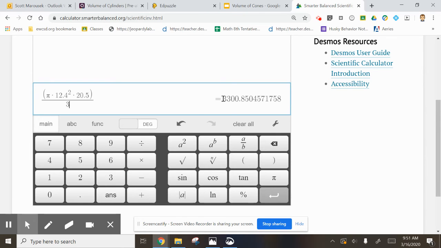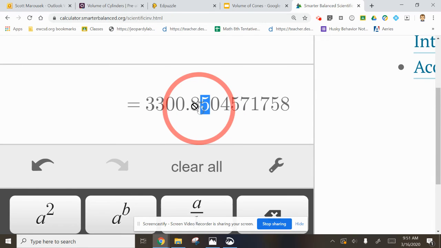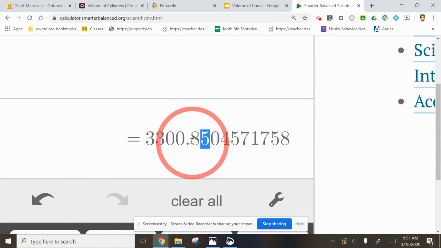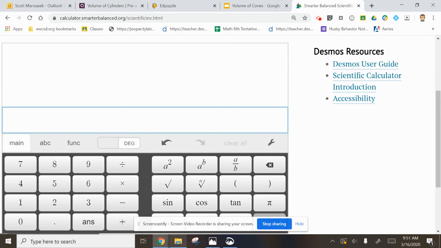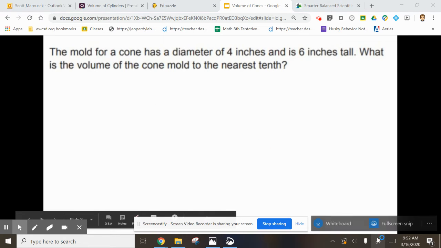Okay? I said round to the 10th. That would be that 8. I'm going to round that. That's the 10th spot. So when I look at this, okay, and I look at the 8, we know this. We're going to look at that 5. 5 or more, raise the score. So my answer would be 3,300.9. Well, that's how we would bump it up. All right? Let's move along. Next one. All right, word problem. We can do this.